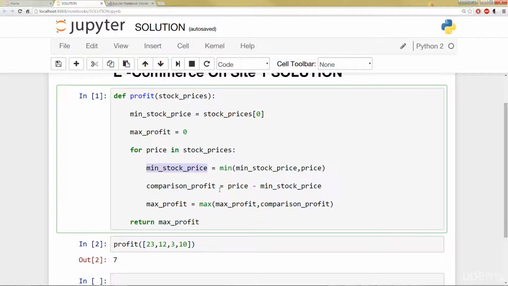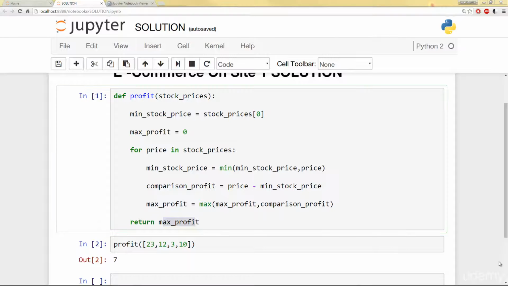Then we want to take a comparison profit, some sort of temporary variable to compare our max profit to, which is going to be the current price minus the minimum stock price that we've seen so far. Then, for the max profit, we just compare max profit to that comparison profit and take whichever one was greater. Once you go through all the stocks, you would have found the max profit possible, and then you can return that.